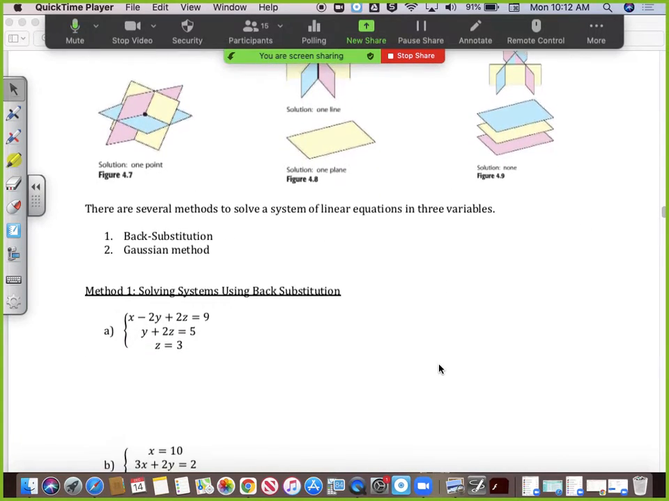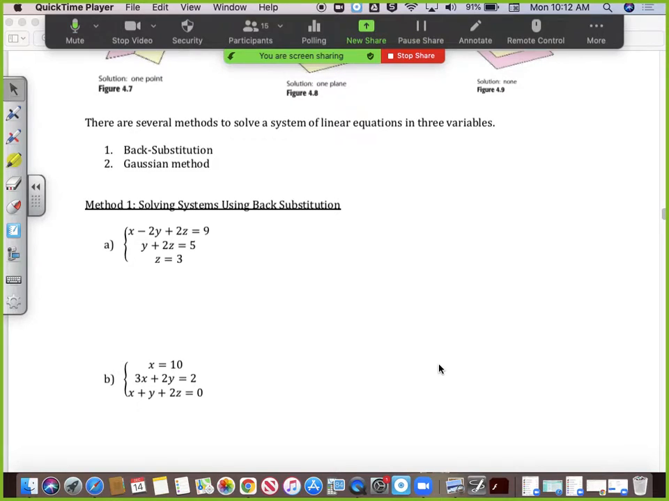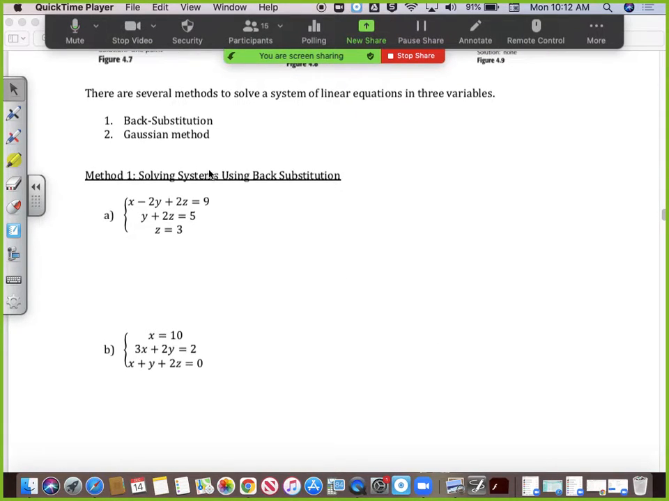There are two different methods to solving linear equations in three variables. So the first method we're going to use is called back substitution. These have to be specifically set up for us to solve them this way. And these are the easier of the two because when you're looking at your three equations, the first one, x minus 2y plus 2z equals 9. Then the second, y plus 2z equals 5, and the third, z equals 3. They give us the answer to one of the variables already.